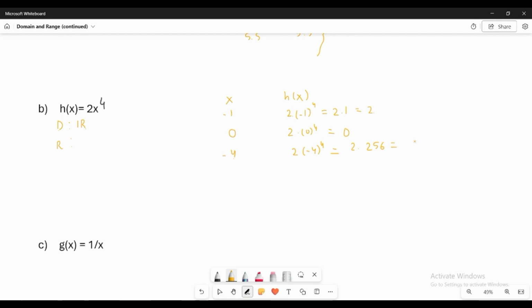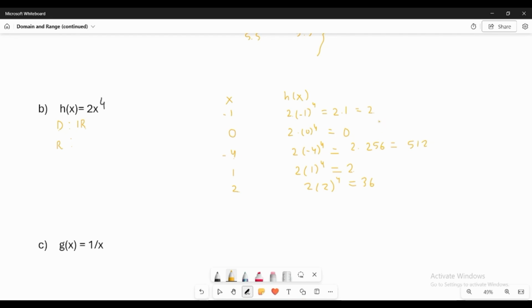That is basically 512. Now let's take some positive values for x. So let's say I'm taking x to be positive 1. Then h of x will be 2 times 1 to the power of 4. That is 2. If x is 2, then we will get 2 times 2 to the power of 4. That is 32. And so on. We can take so many examples here. We can even take decimal numbers, fractional numbers, right? Any real number value for x.